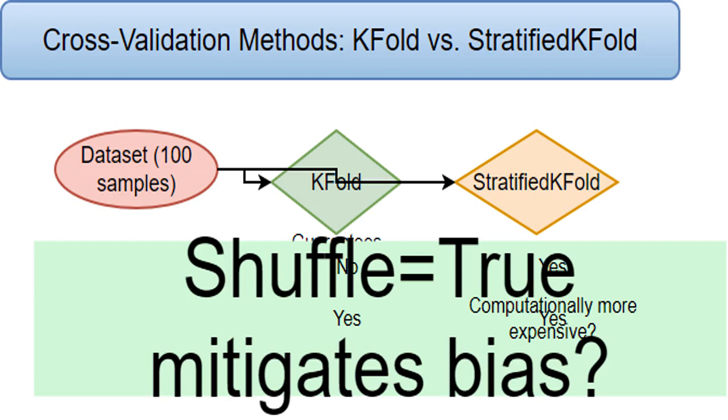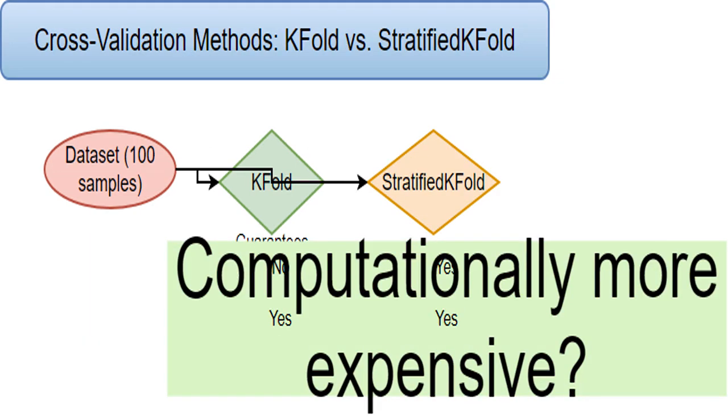Yes, by shuffling the data first, you avoid any biases from the order your data originally had. It's like shuffling a deck of cards before dealing. You get a fairer hand. No, k-fold is computationally cheaper because it's a simple data split.